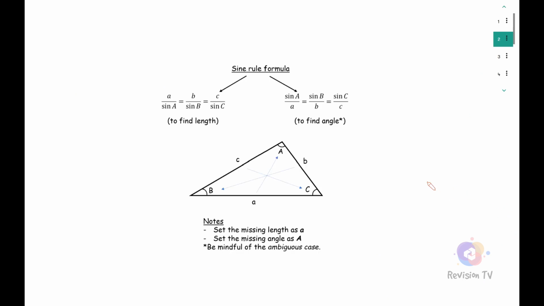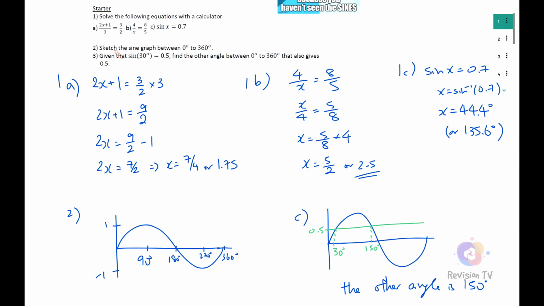This is the sine rule formula. There are 2 versions, but they are essentially the same. One has the a, b, and c on the top, and the other one has sine A, sine B, and sine C on the top. So if we were to find the missing length, then we usually put the missing length on top. Whatever the unknown is, we'll put it on the top. If we were to find the angle, then we'll put sine A on the top. The reason is that in this way, your variable will always be on the numerator.